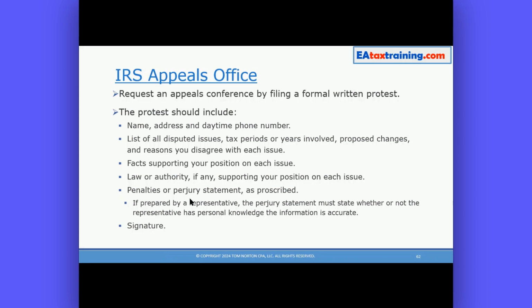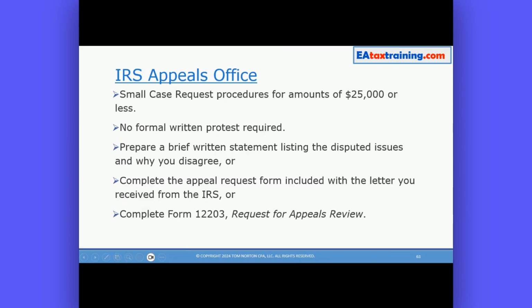So if you are signing it, you are just saying, this is true as far as I know. From the information that I have, everything in this letter is true. But in either case, it has to be signed either by the taxpayer or by the taxpayer's representative.